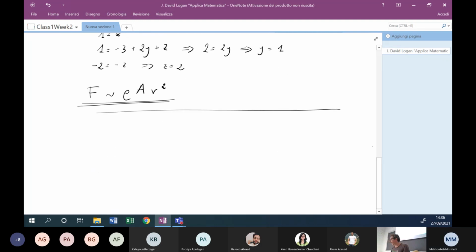Now, for the rest of the class today, we're going to prove this Pi theorem, this Buckingham's theorem. Buckingham.